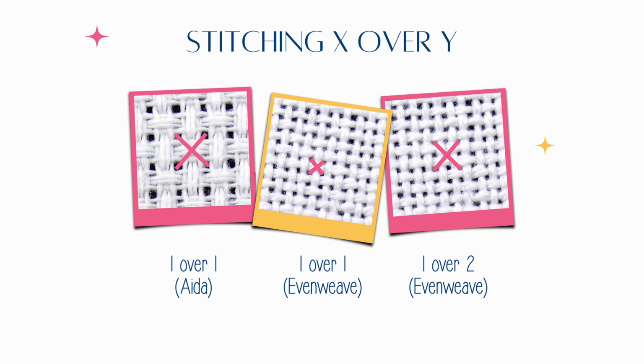Now for even weave or linen, you have the choice of stitching over 1 thread of the fabric or 2 threads of the fabric. So you could be stitching 1 over 1, using 1 strand of thread over 1 thread of fabric. Or you could be stitching 2 over 2, so you'd be using 2 strands of thread over 2 threads of fabric.